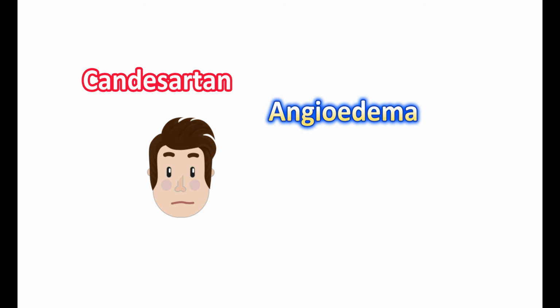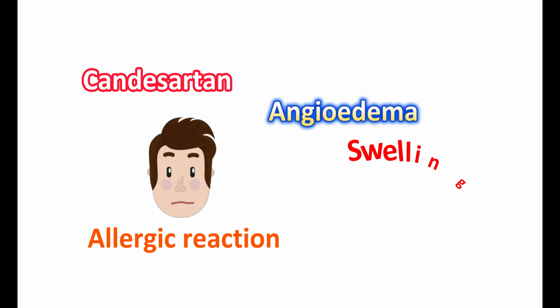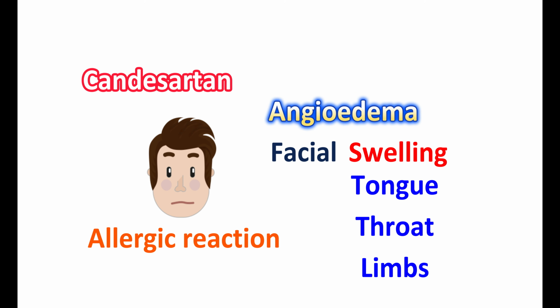Candesartan can produce angioedema. Angioedema is one type of allergic reaction that may be produced by ACE inhibitors or ARBs. Generally, ARBs have less risk of developing angioedema compared with ACE inhibitors. It is one of the conditions that results in the swelling of deeper layers of the skin and tissues. Particularly, it can affect the muscles at the face, leading to facial swelling, swelling of tongue, throat, and limbs.